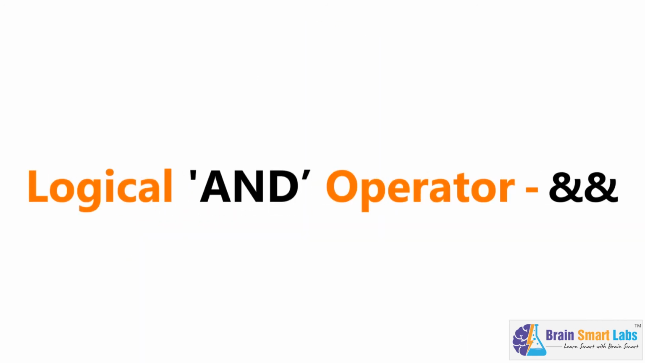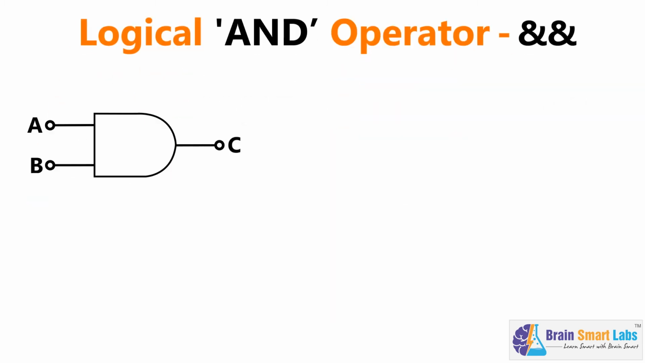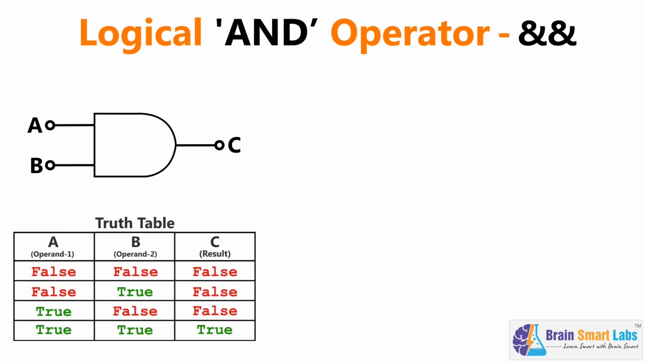Next we are going to see number 2, logical AND operator. A logical AND gate is denoted by this symbol all over the world. Here A signifies the first operand, B signifies the second operand and C signifies the AND gate result. The below truth table indicates the result of an AND gate will always be false if any one of the operands relates to be false.